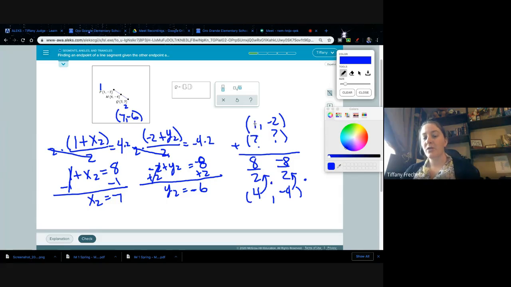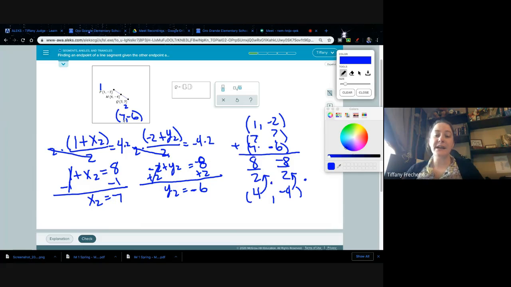So now I need to know 1 plus something is going to get me 8. So what would I need to add? Oh, well, I need to add 7 in order to get 8. Negative 2 plus something is going to get me negative 8 here. So negative 2 plus what? Well, if it's a bigger negative, that means they were both negative, and I added them together to get 8. Well, 2 plus 6 would get me 8. So there you go. I got the exact same coordinate that I did here.